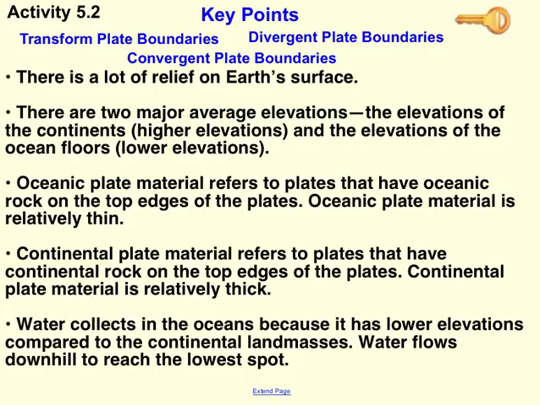Now, oceanic plate material refers to plates that have oceanic rock on the top edges of the plates. Oceanic plate material is relatively thin, and it's going to be more dense. Continental plate material refers to plates that have continental rock on the top edges of the plates. Continental plate material is relatively thick, and it's going to be less dense than oceanic plate. And water collects in the oceans because it has a lower elevation compared to the continental landmass. Water always flows downhill to reach the lowest spots, so the oceans are going to be the low spots on our planet.